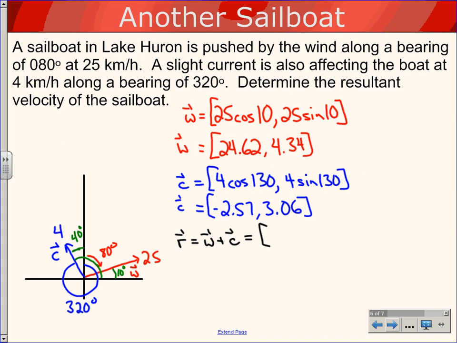And adding vectors geometrically is hard, right? Geometrically we added them last time, and that was when we have to use all our trigonometry. Cartesian vectors, it's really easy to add the vectors up. All you do is put the numbers together. So for this one, we're going to go the 24.62 plus negative 2.57, 22.05, and then 4.34 plus 3.06 is 7.4. And we get our result really quick. So that part happens very nicely.